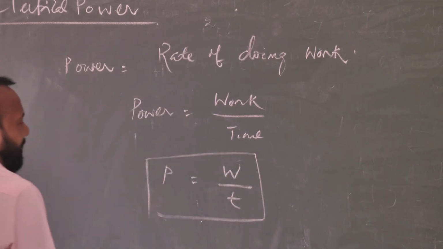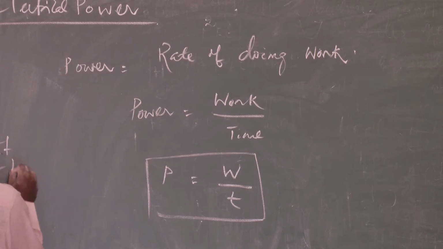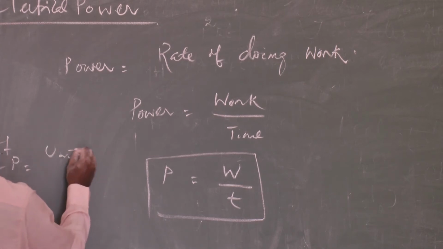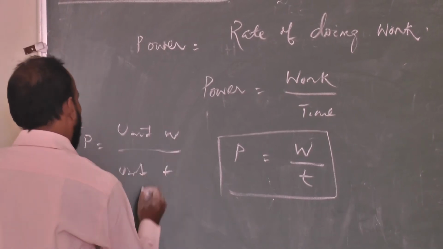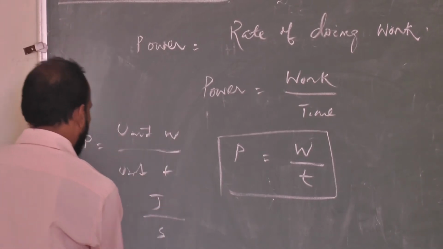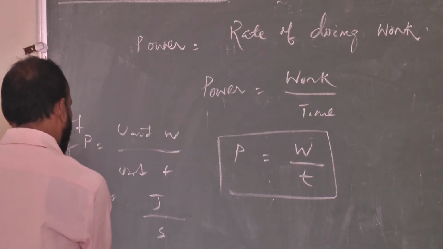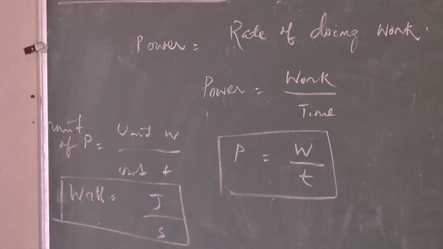Then simply I can write the unit of power. Unit of power is equal to unit of work divided by unit of time, that is joule per second. What is that? Watt. 1 watt is equal to 1 joule per second.